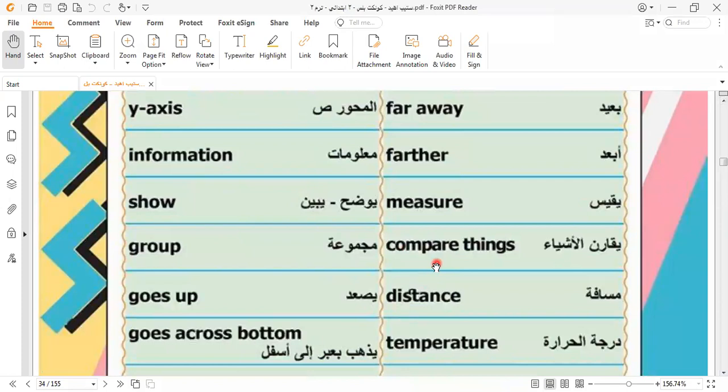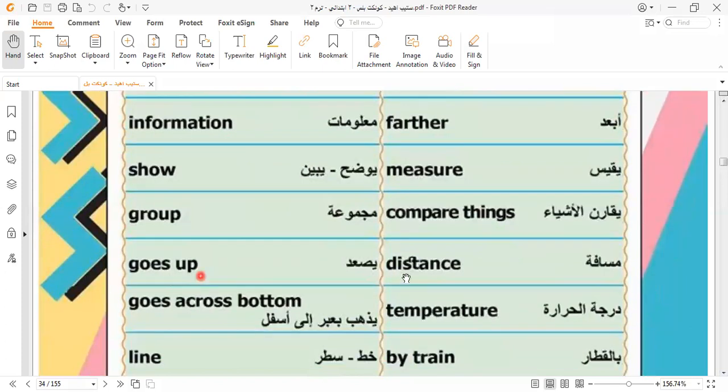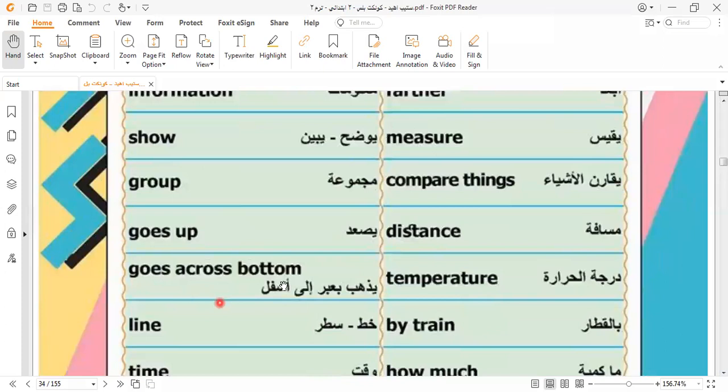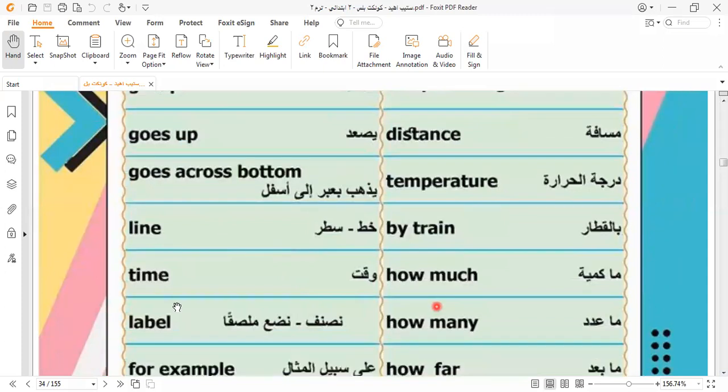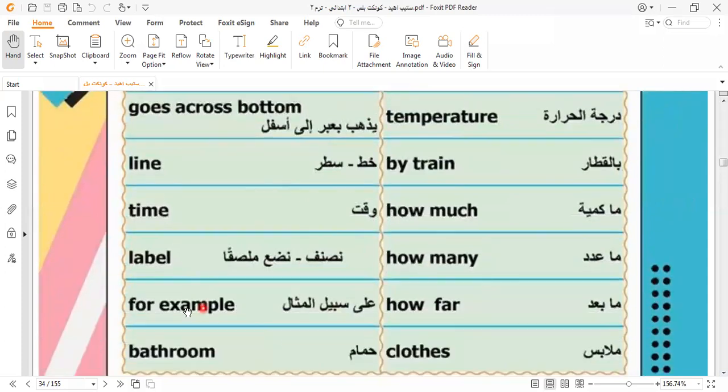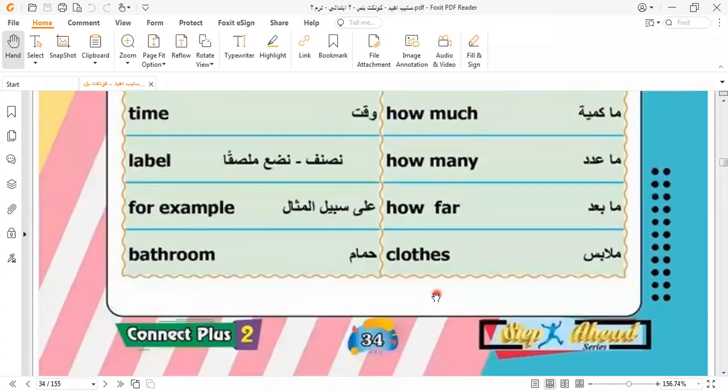When we say, for example, Ahmed is taller than Ali, this is the comparing thing. So compare means compare two things or two persons with each other. Goes up, distance, goes across bottom, temperature, line, by train, time, how much, labor, how many. For example, how far, bathroom, clothes.